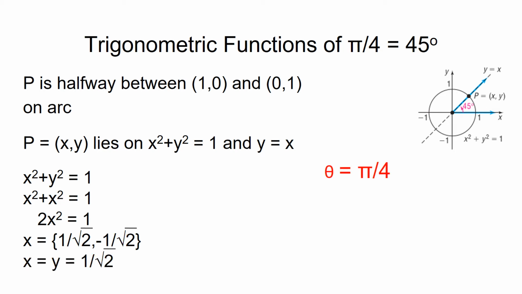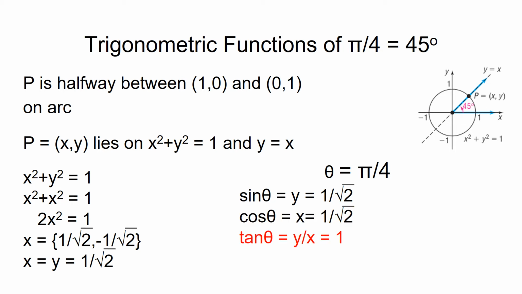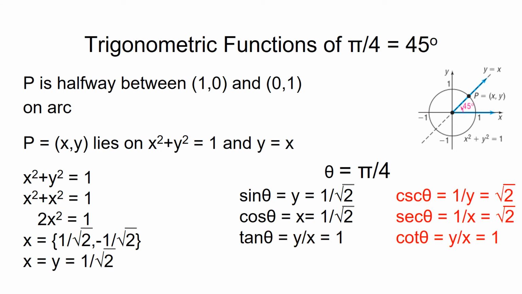So for theta equals pi over 4, which equals 45 degrees, the sine of theta is equal to y, which is 1 over the square root of 2. The cosine of theta is equal to x, which also equals 1 over the square root of 2. And the tangent of theta, y over x, equals 1. And cosecant, secant, and cotangent of theta are reciprocals of sine, cosine, and tangent of theta, respectively.